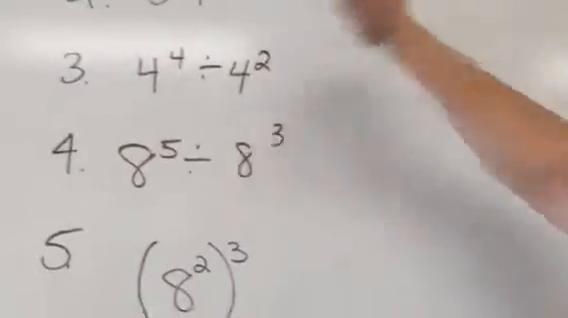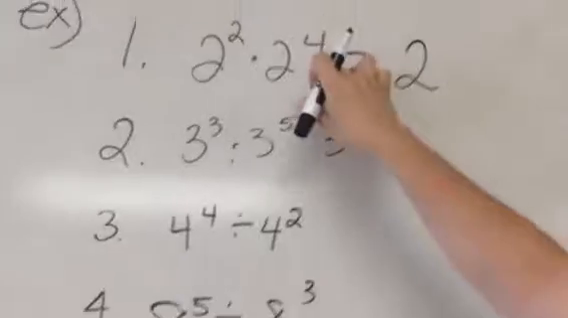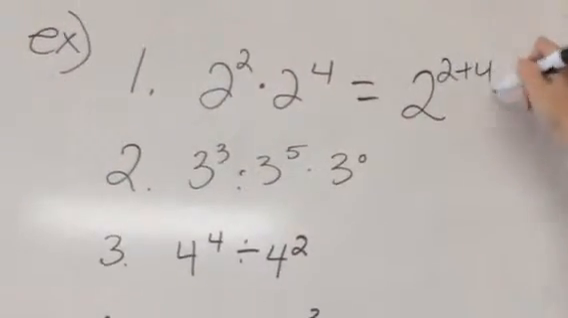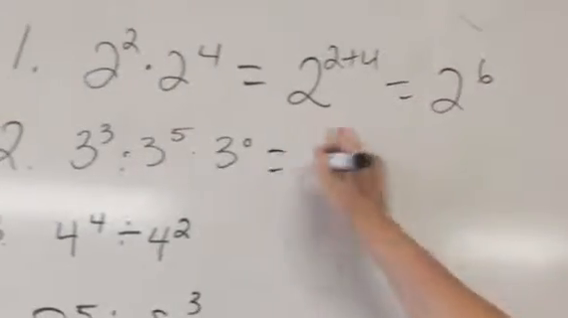All right, we're going to go to the back wall with some examples. Okay, I have like bases. I have two exponents here. I'm going to keep my base. What do I do with my exponents? I add them. 2 plus 4. So my answer here is 2 to the 6th power.